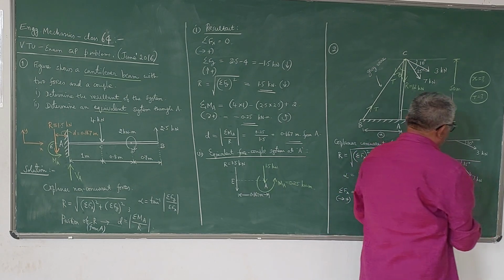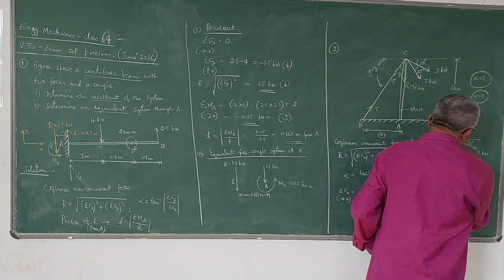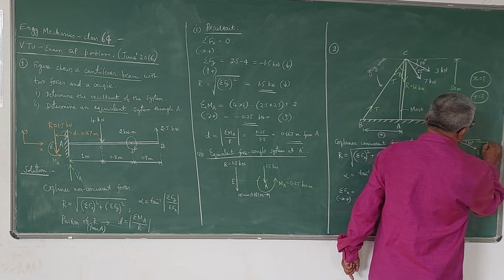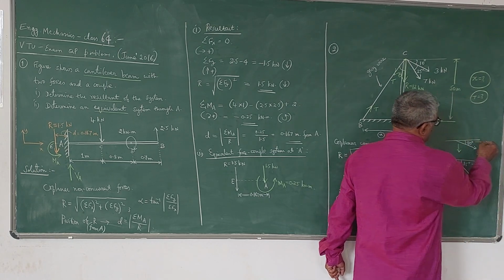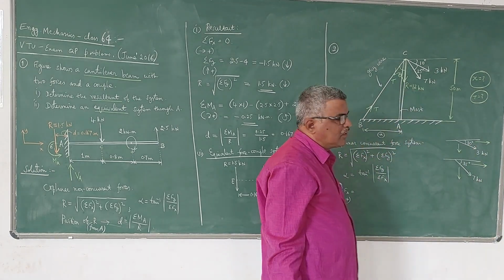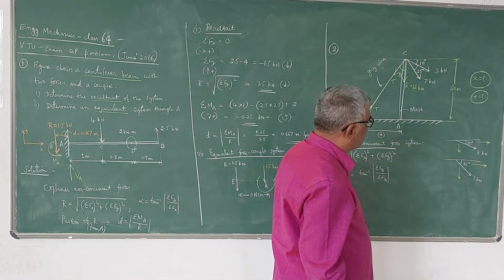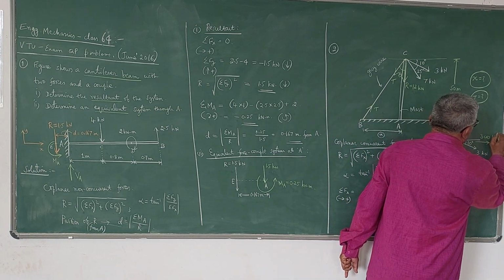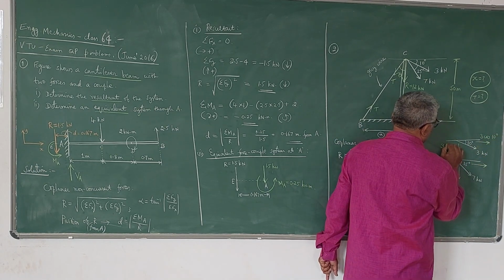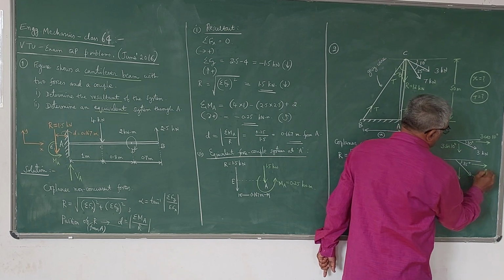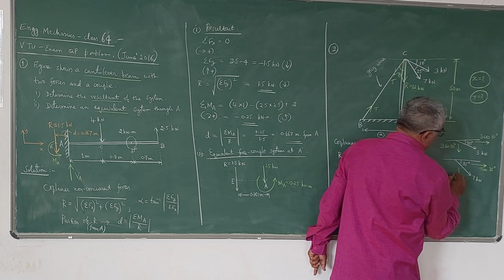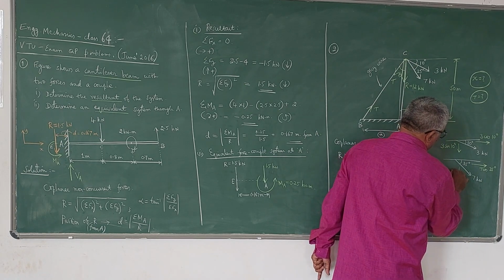Now if you resolve these two forces, for this the resolution is like this and like this. For this it is like this and like this. These are the components of those two forces. Now this is 3 cos 10. This is 3 sin 10. And this is 7 cos 35. This is 7 sin 35.